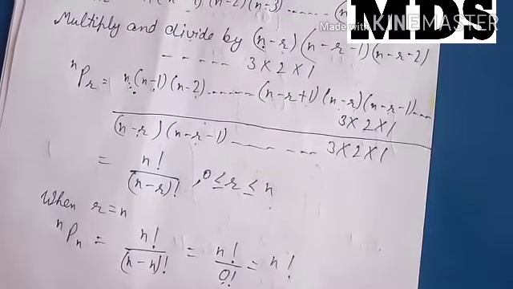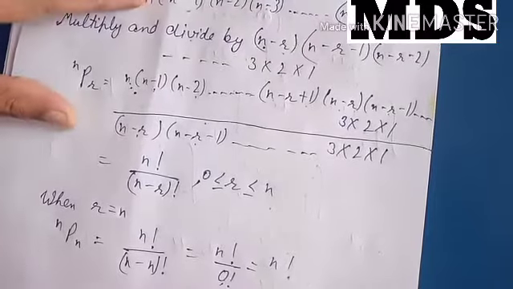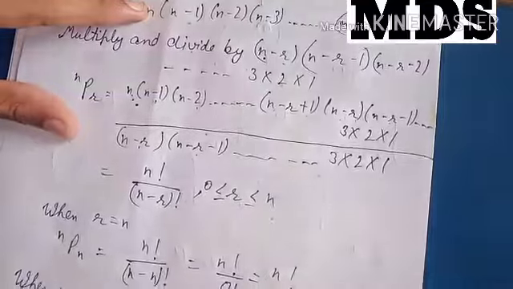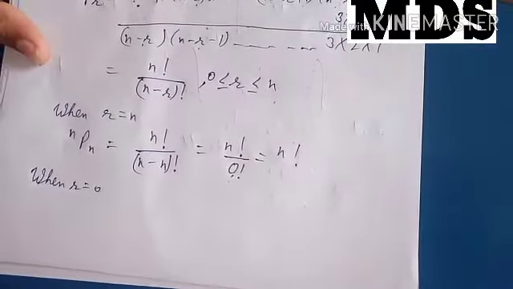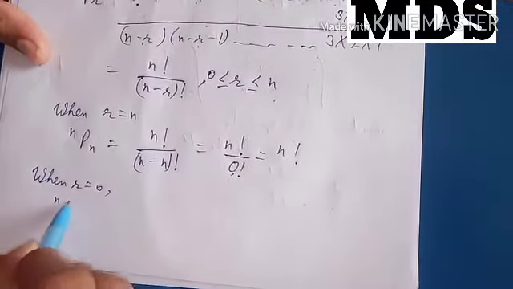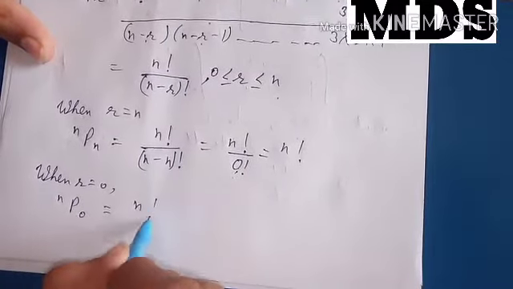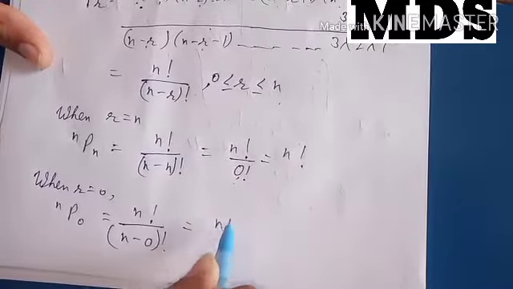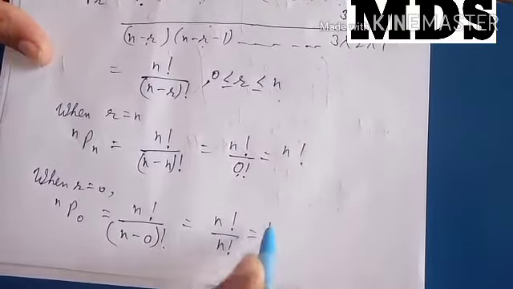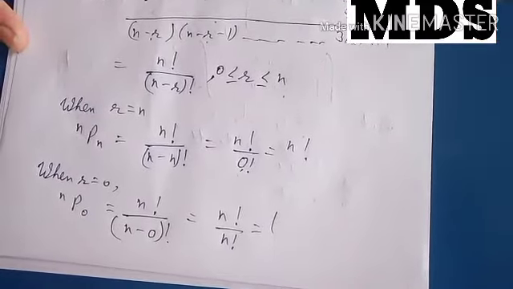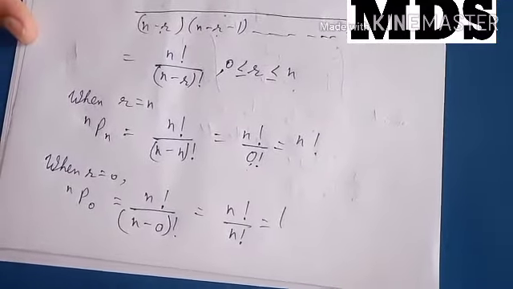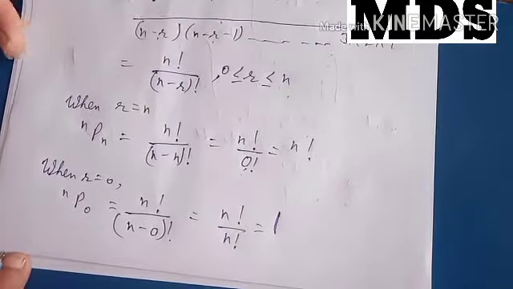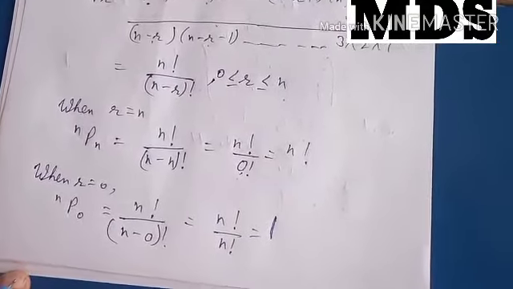Or we can say that when r is equal to 0, if we talk about this case, then our nP0 will be n factorial by n minus 0 factorial. So that means n factorial by n factorial. So this we will get as 1 whenever we are taking r as 0.